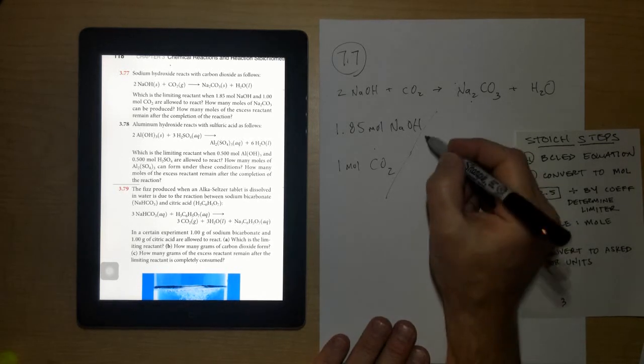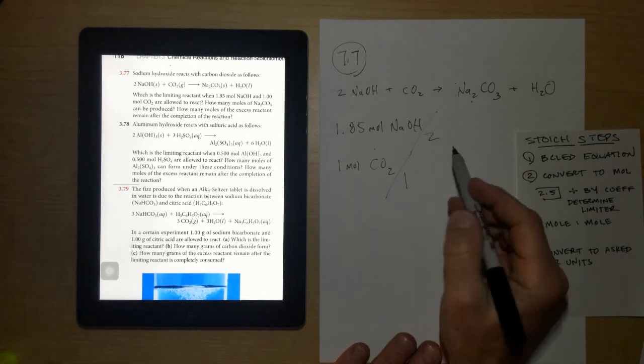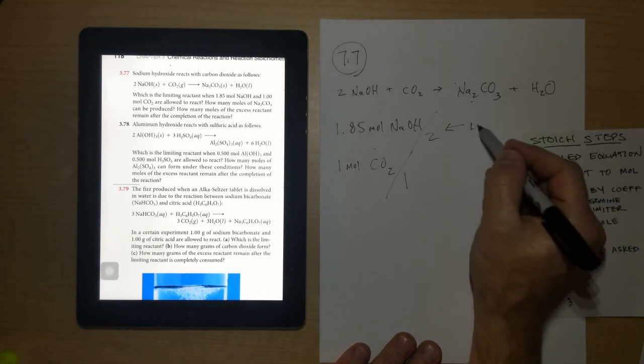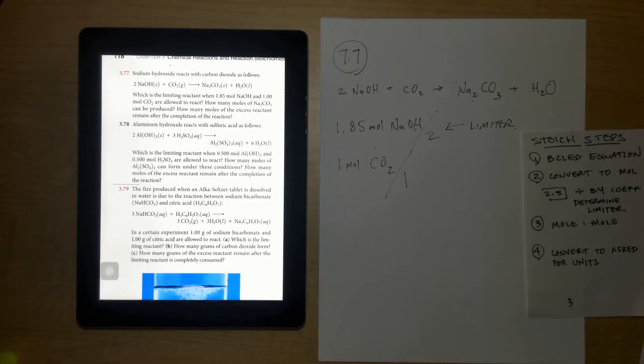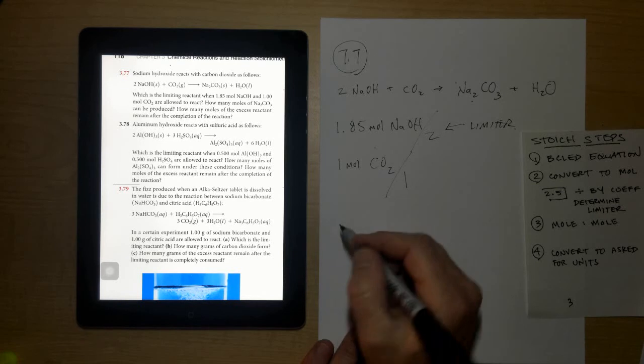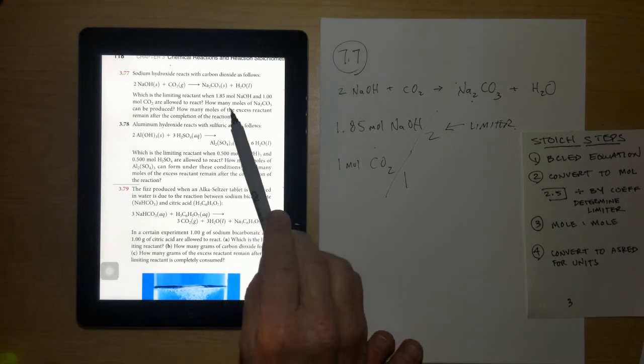Okay, so Na2O divided by 2 and CO2 divided by 1. So 1.85 divided by 2 is going to be smaller, so this one ends up being my limiter. All right, I can come back. Well, let's see. Let's just set you up for the second question.